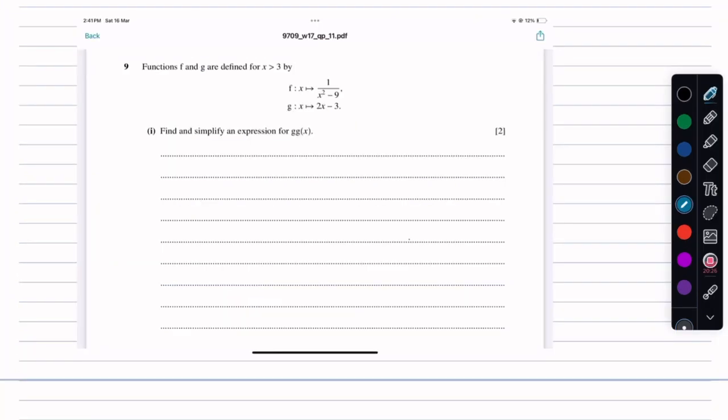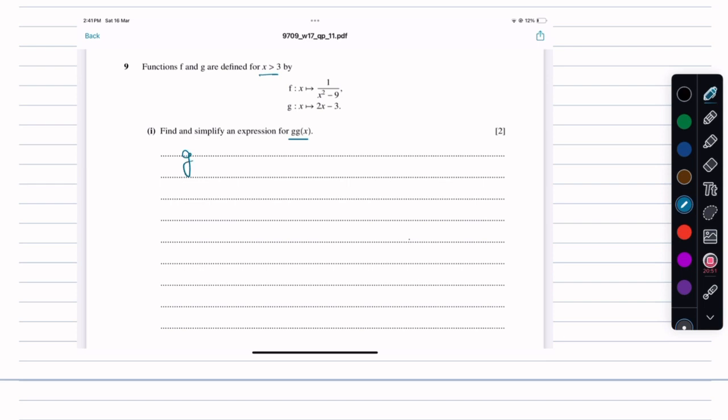So now this question is from Winter 2017 variant 1, and the functions f and g are defined for x greater than 3, and f of x is 1 over x squared minus 9, and g of x is 2x minus 3, and the first part says find and simplify an expression for ggx. So that is not a difficult question.